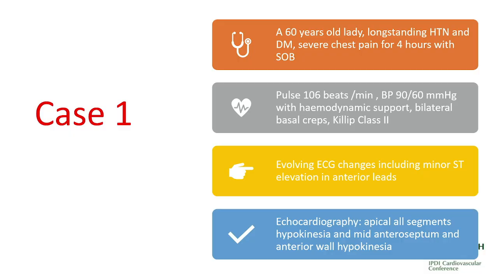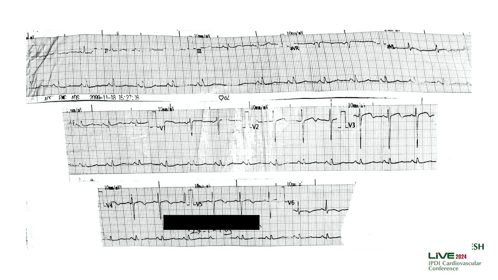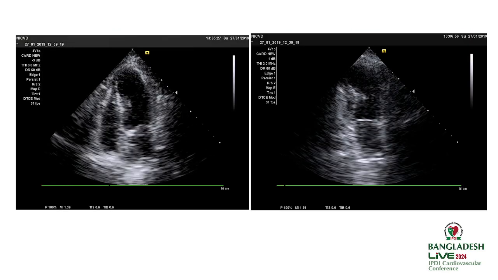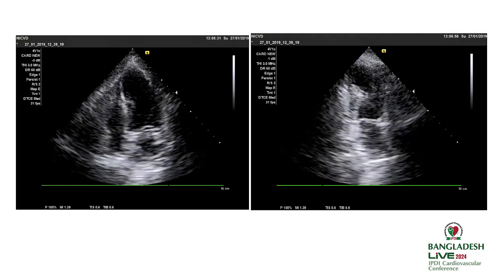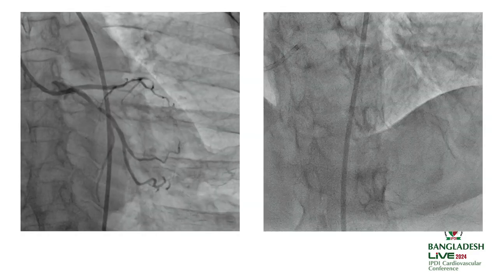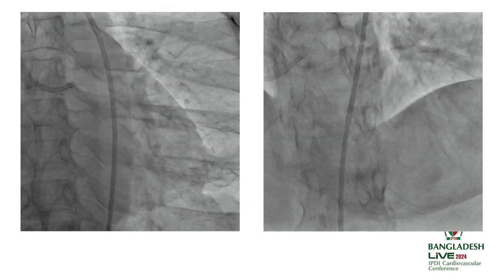My first case is a 60-year-old lady, presented with 4 hours of chest pain and shortness of breath, and she was in cardiogenic shock. There is ischemia in the ECG. There is ST elevation in V1 to V5. So we did the echo, and there is anterior and anteroseptal akinesia. We proceeded for a primary PCI strategy.